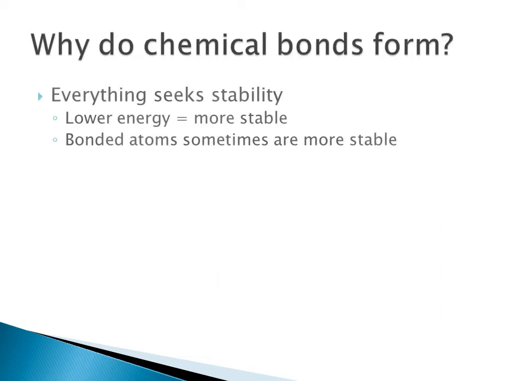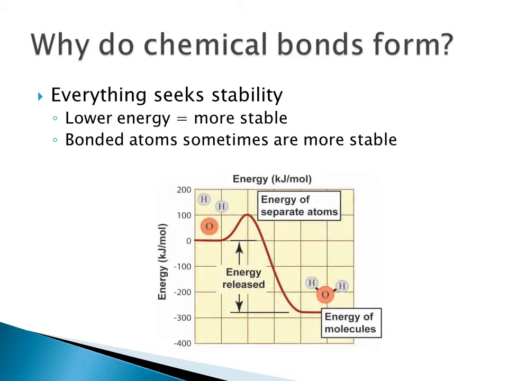So why do chemical bonds form anyway? Why do we have ionic or covalent bonds? And it's because everything wants to be more stable. Everything seeks stability. And if we have a lower energy value, that means something is more stable. And some bonded atoms will become more stable than if they were not bonded.